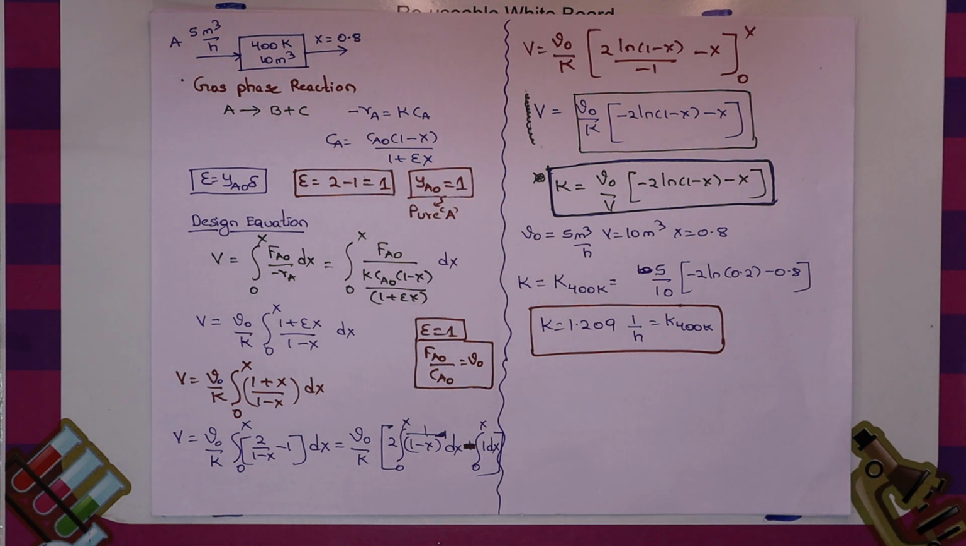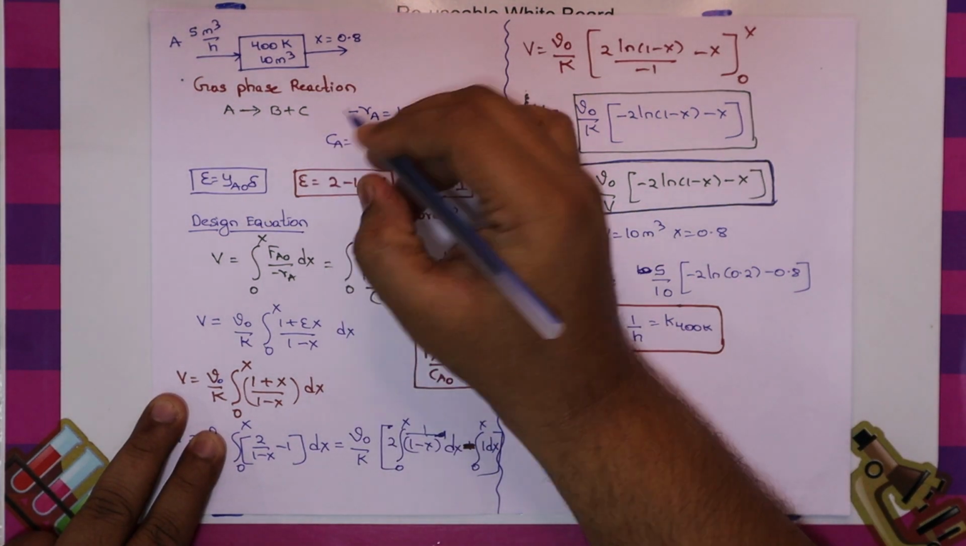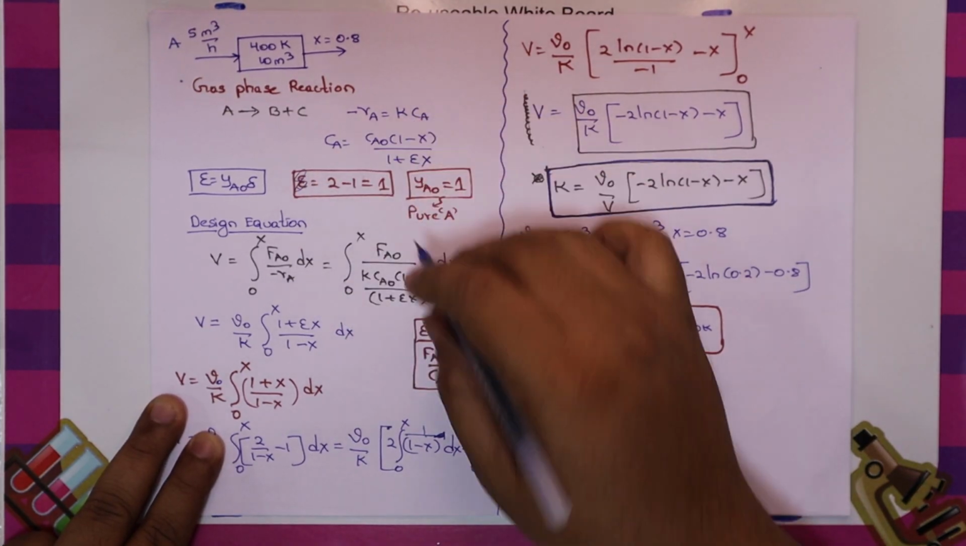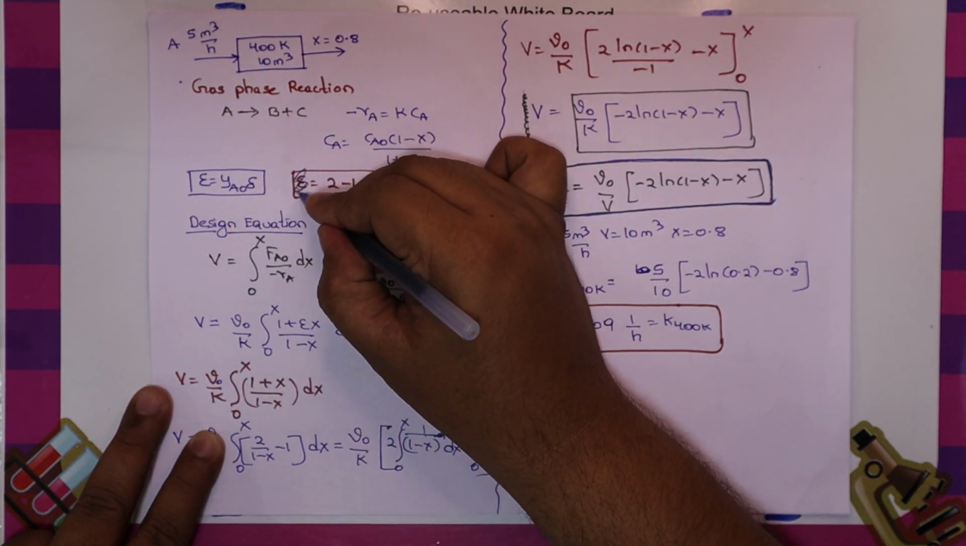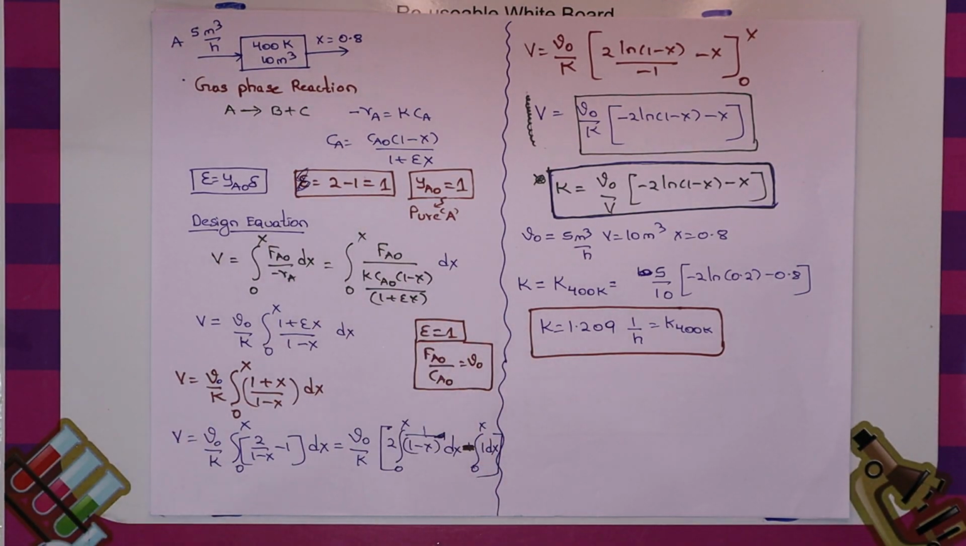Let me correct it. This is delta. Ya naught into delta. If you know Ya naught into delta, you can calculate the epsilon.